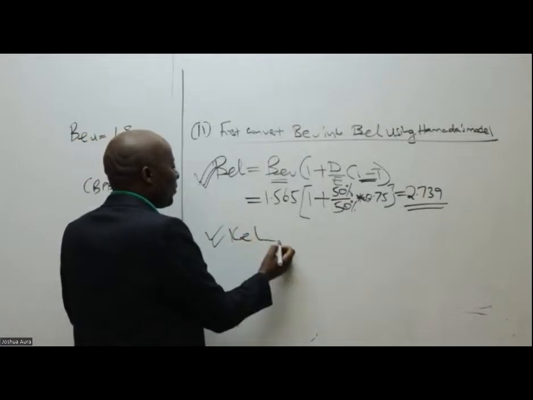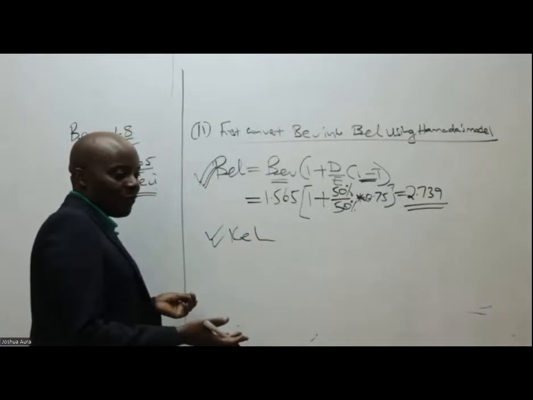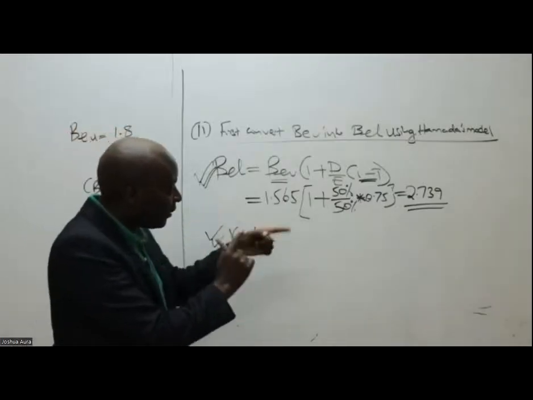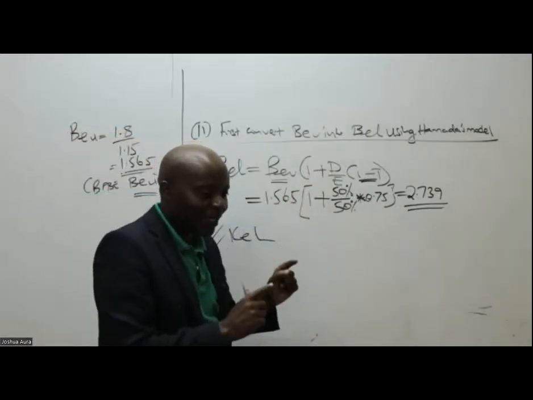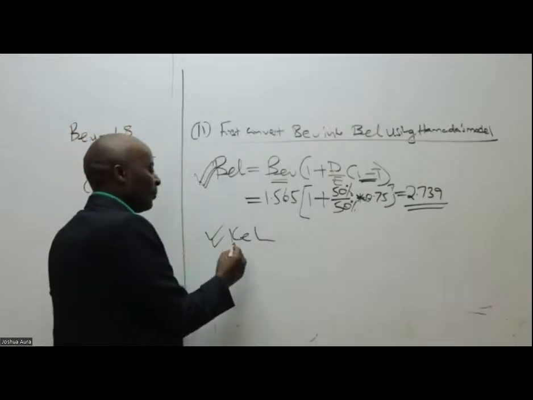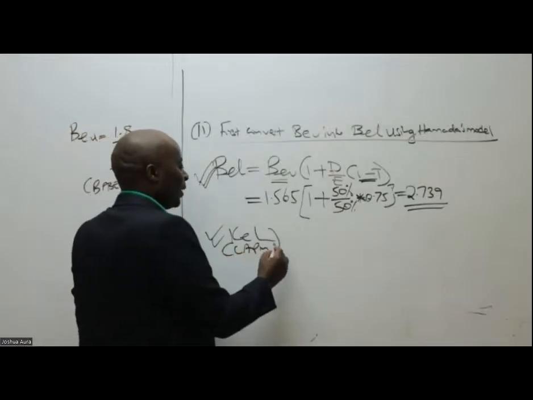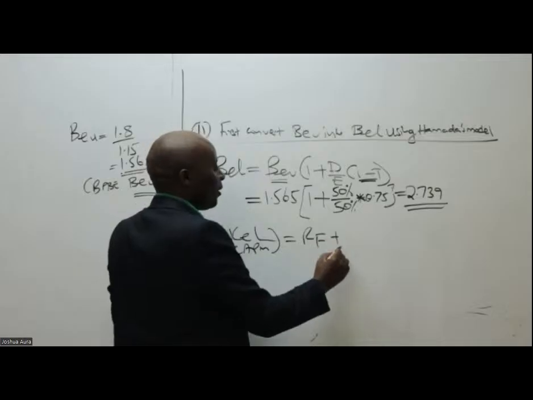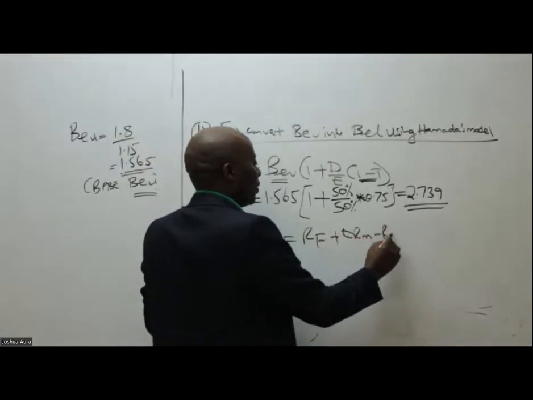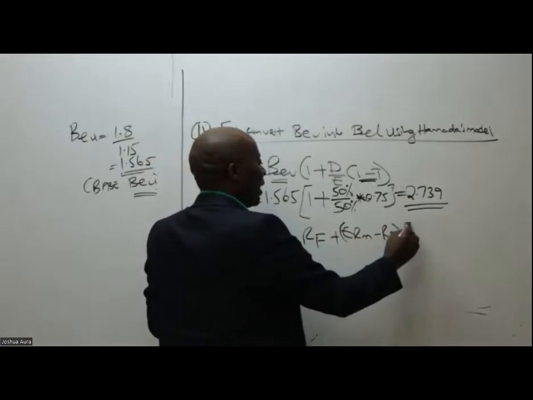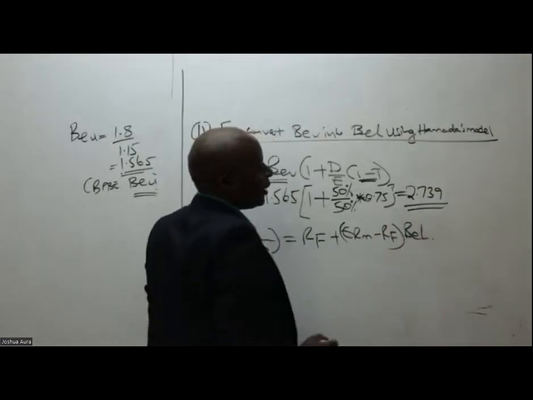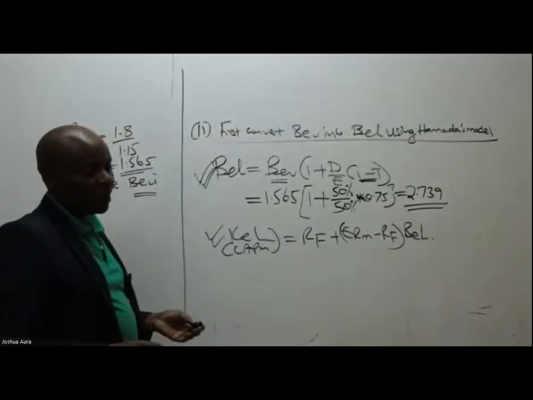Cost of equity this time around will be cost of equity of a levered firm, because now the firm has debt, 50%. The firm has debt, so it's using CAPM. So using CAPM, this will be equal to risk-free plus (ERM minus risk-free) multiplied by beta equity of a levered organization. This now is levered.